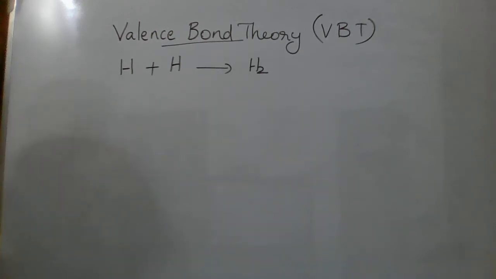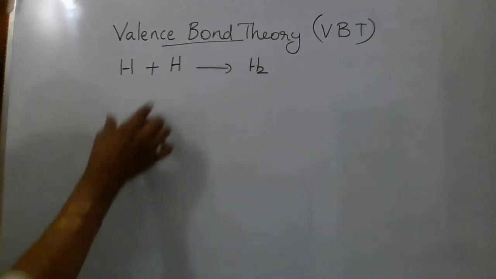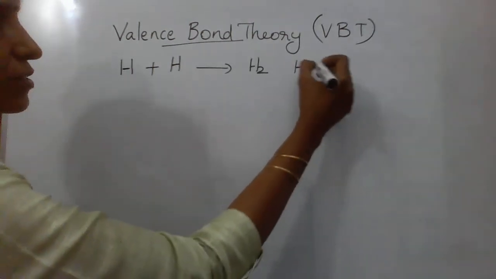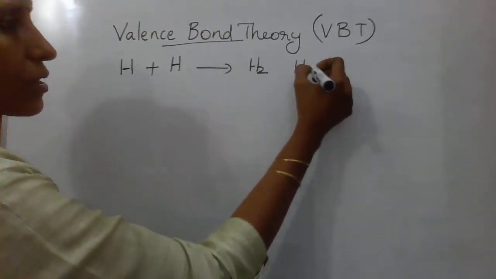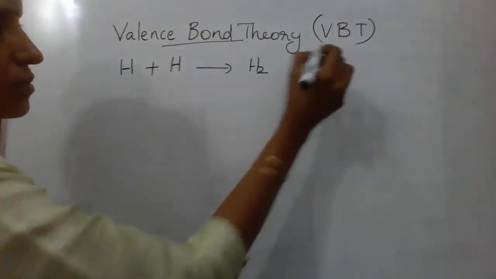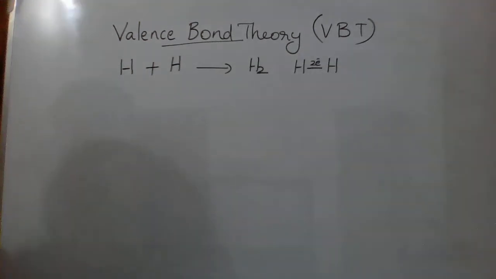We know that hydrogen molecule is formed by combining two hydrogen atoms. Hydrogen molecule contains two hydrogen atoms sharing a pair of electrons. A single covalent bond, sharing of two electrons between hydrogen atoms.